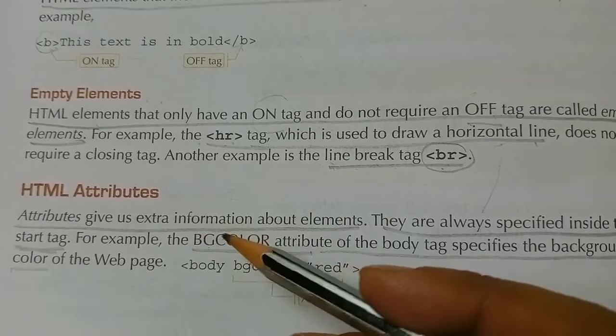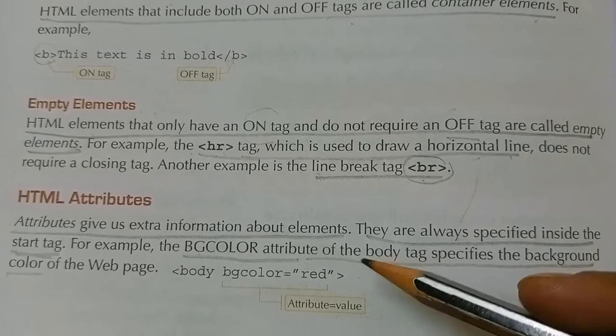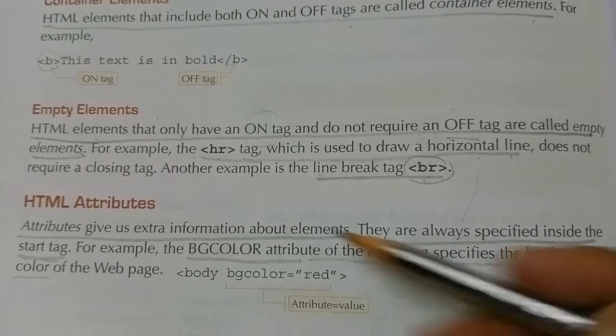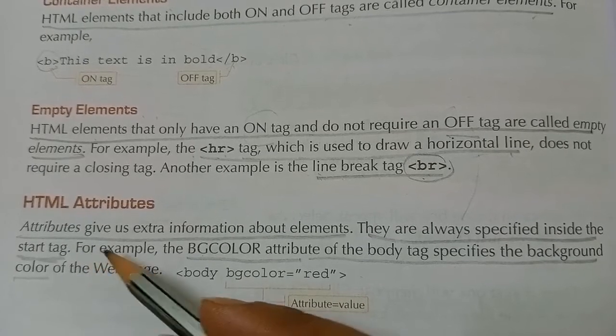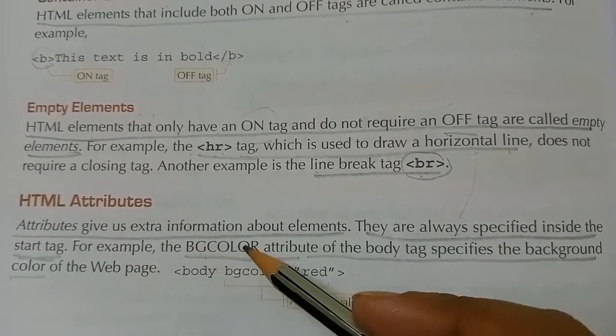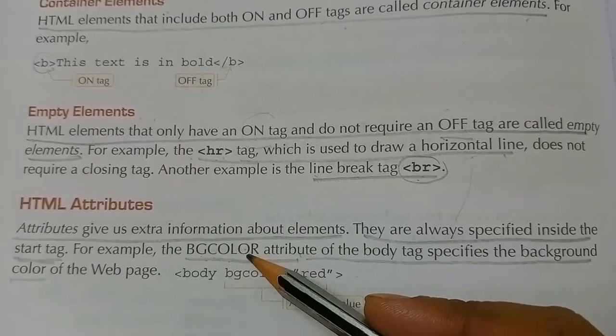So attributes will give extra information about the elements. These are the qualities of the elements. They are always specified inside the start tag. See, they will always be written inside the start tag. So for example, the BGCOLOR attribute. BGCOLOR is one type of attribute.